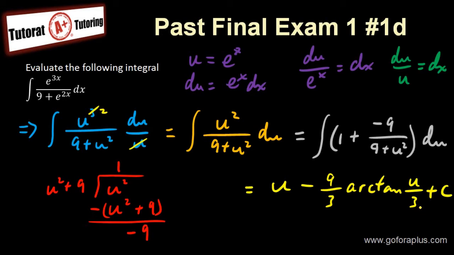Now what is your u again? Your u is really e to the x. So let's replace back. Okay, so the answer is going to become e to the x minus 3 arctangent of e to the x over 3 plus c. And this is my final answer.